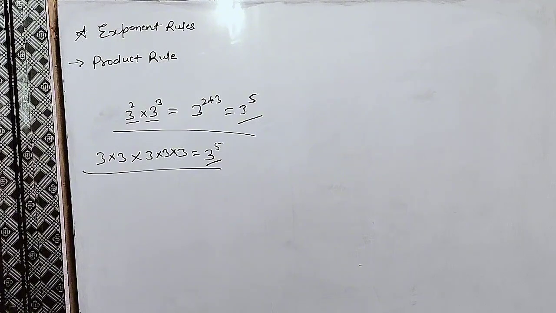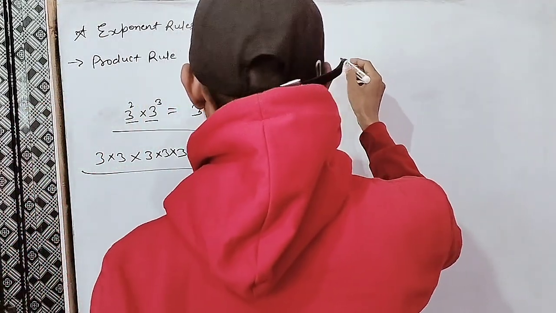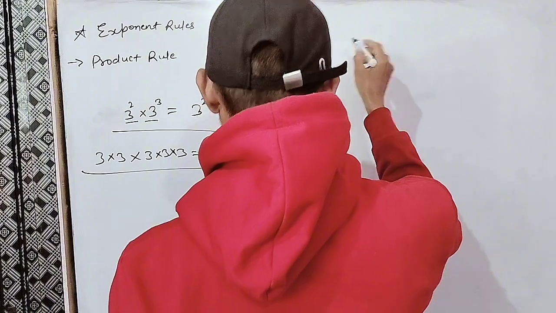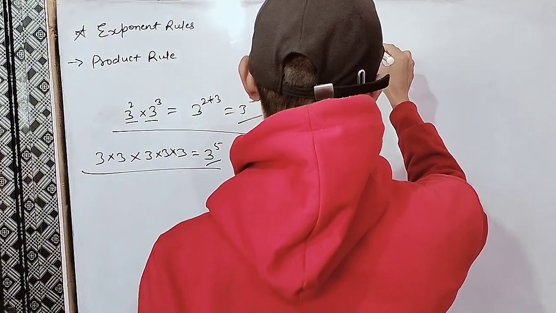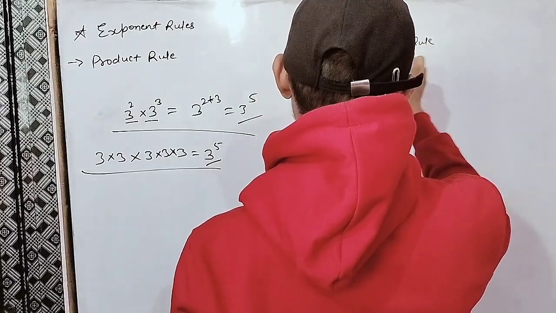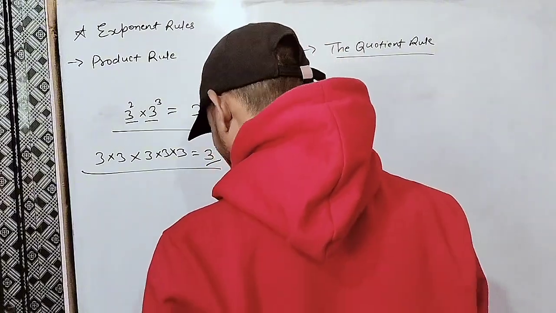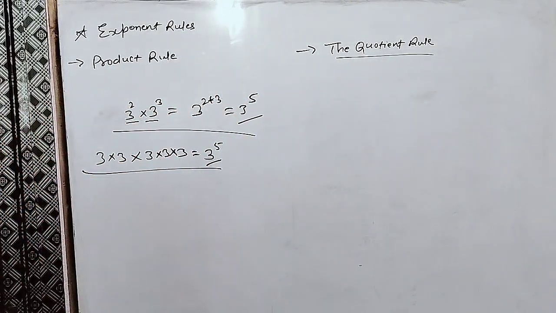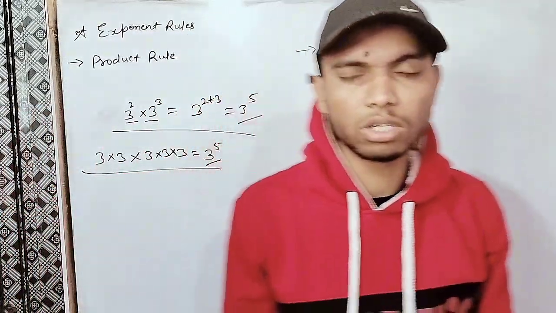I am going to the next, which is the division rule, and in other words we say the quotient rule. Quotient rule. Okay. So it says quotient rule. What is the meaning of this word?